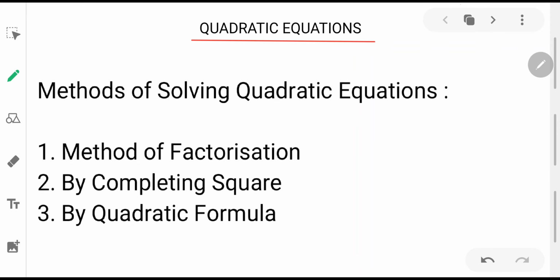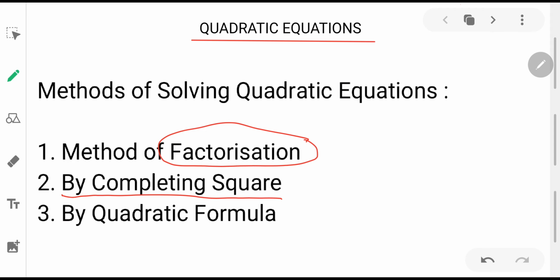Hello students, welcome to the chapter on quadratic equation. Today we will be learning how to solve quadratic equations by the method of completing squares. In the previous topic we learned the method of factorization. I hope it is clear to you.